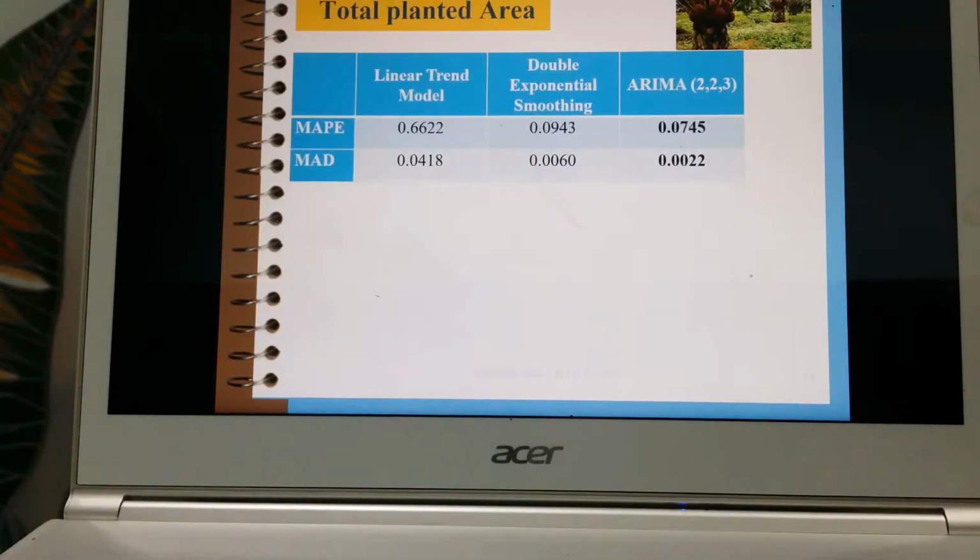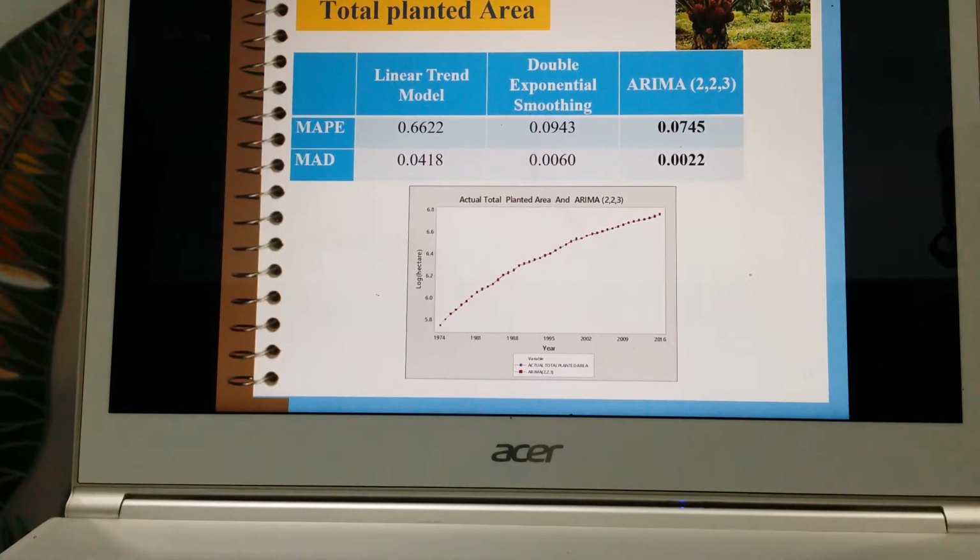Results and discussion. For total planted area, we fitted 3 models. That is the linear trend model, double exponential model, and Arima model. As you can see here, the values of MAPE and MAD for Arima 2,1,3 have the lowest value. Hence, we believe that Arima 2,1,3 is the better model to represent total planted area of palm oil. Here is the graph of the fitted values and the actual data. As you can see, it was very well represented.